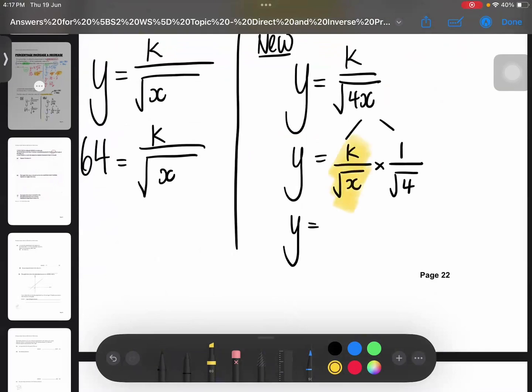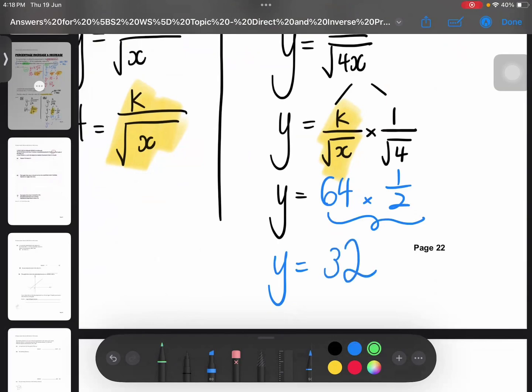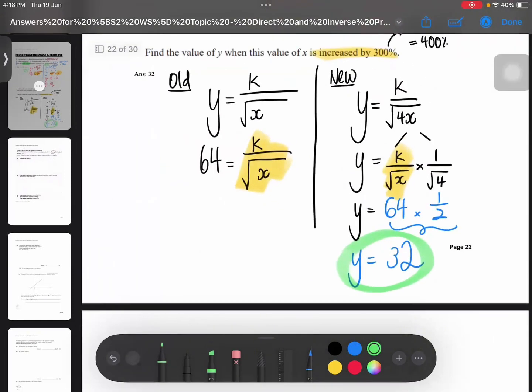So you can see, what is k over square root x? That gets me to a value of how much? 64. True? Times what is 1 over square root 4? 1 over square root 4 is actually equal to half. Am I making sense? So y equals 64 times half. What is 64 times half? 64 times half is actually equal to 32. Do you understand or not understand? When 64 times half equals 32, your new y now has to be 32. And that's your answer for this question.